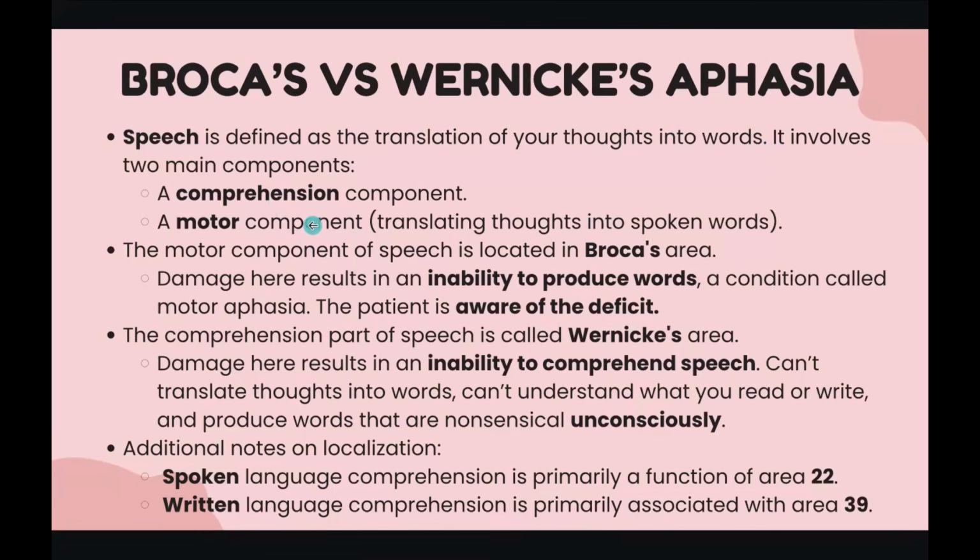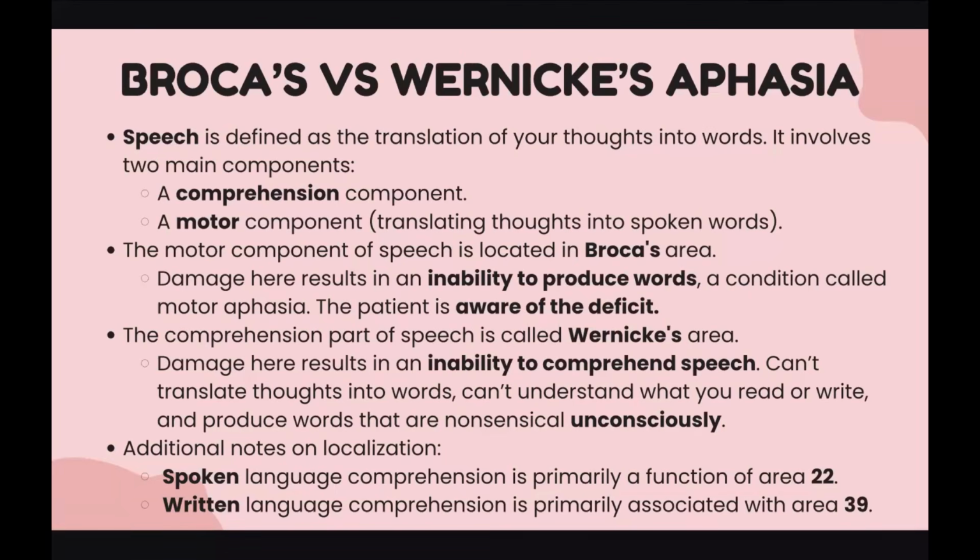And it involves two main components: the comprehension component and the motor component. The motor component is translating your thoughts into spoken words, obviously. And so the motor component of speech is located in Broca's area. This is what I was telling you guys. And any damage there will result in inability to produce words, so motor aphasia. So the patient is aware of the deficit. This is really important because in Wernicke's, they're not aware. The patient is aware that they're not able to produce words how they used to before.